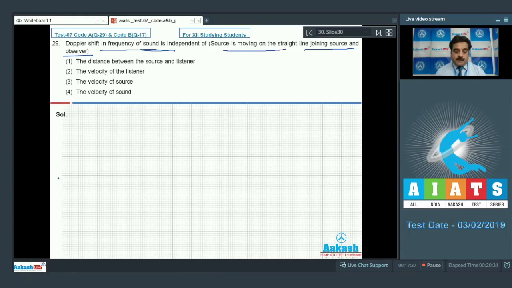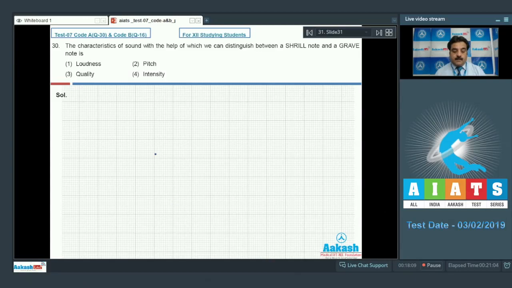If I use this in our question, then we can say the distance between the source and listener. The question is asking for what the Doppler shift frequency is independent of, so the distance between the source and listener, as I said, is my final choice. So I can say option number 1 will be the right choice. So let's move on to question number 30.